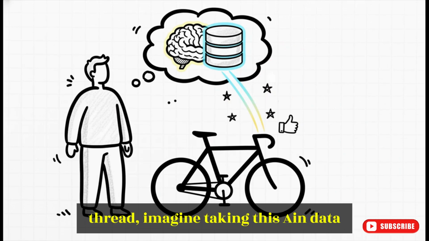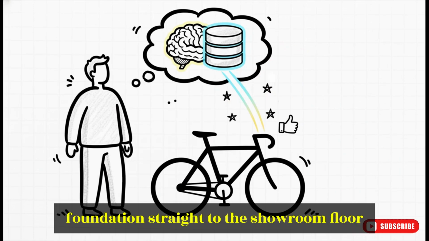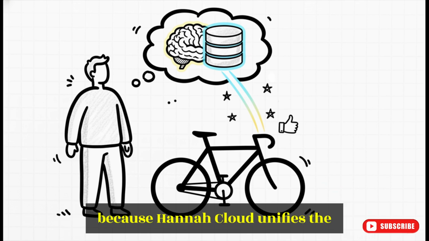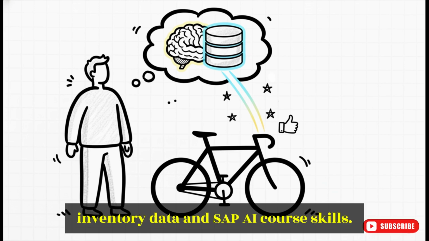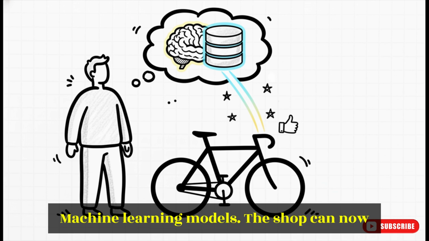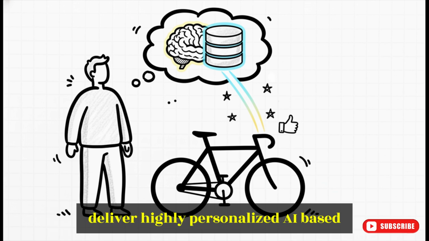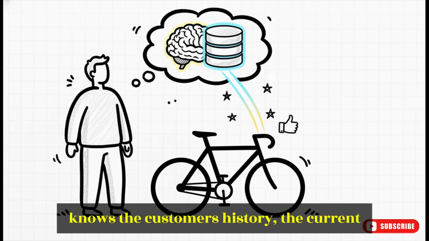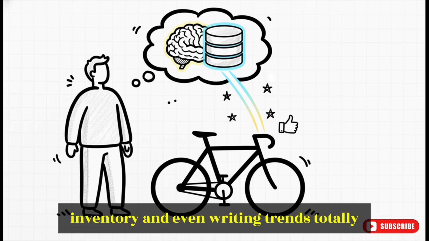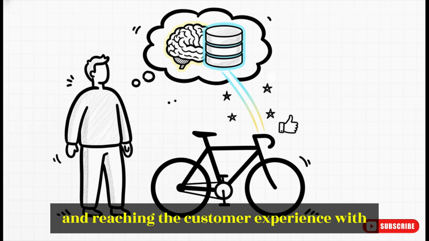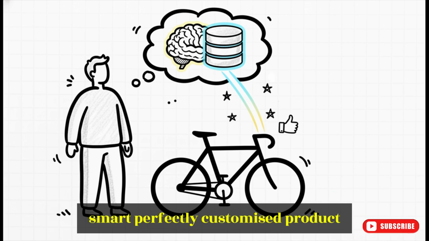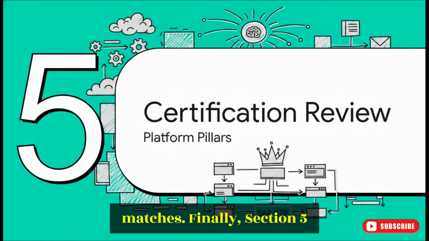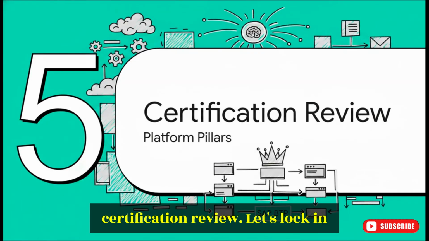To wrap up our bike shop thread, imagine taking this AI and data foundation straight to the showroom floor. Because HANA Cloud unifies the inventory data and SAP AI Core scales our machine learning models, the shop can now deliver highly personalized AI-based recommendations to customers. The system knows the customer's history, the current inventory, and even riding trends, totally enriching the customer experience with smart, perfectly customized product matches.